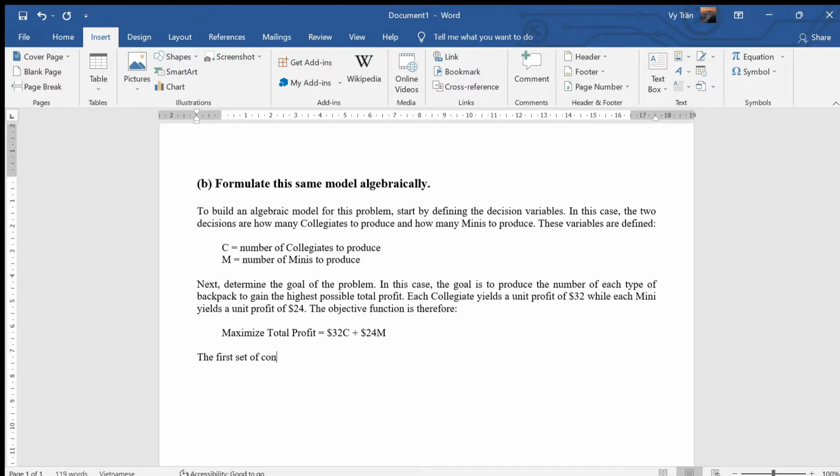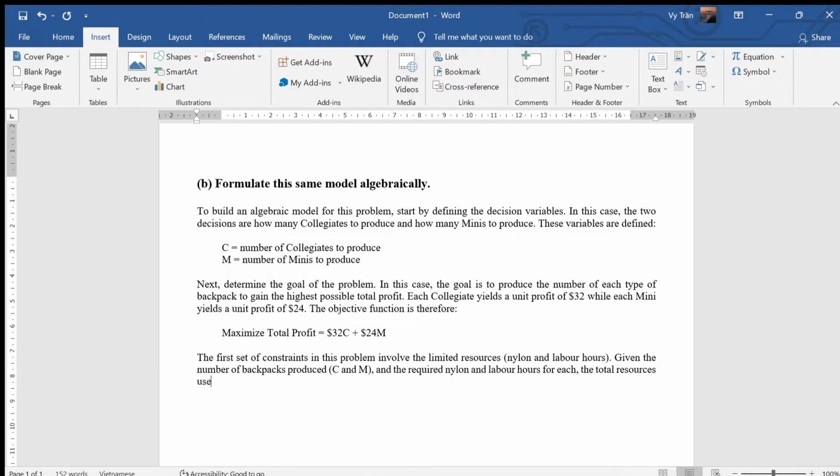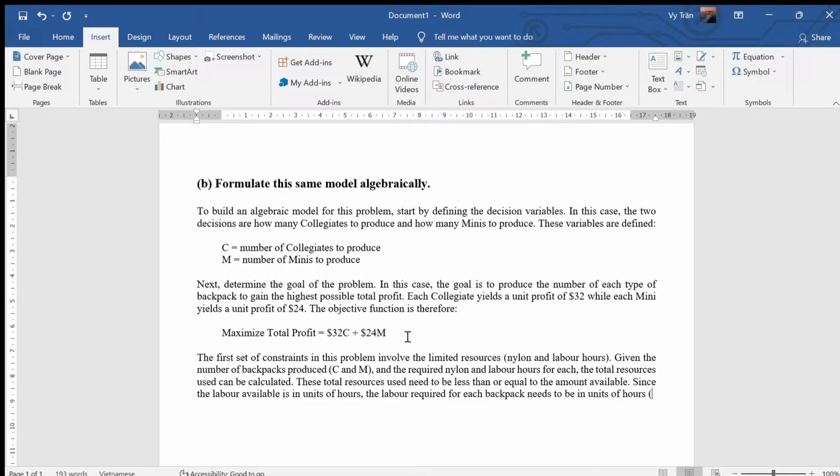The first set of constraints in this problem involve the limited resources, the nylon and labor hours. Given the number of pipettes produced, C and M, and the required nylon and labor hours for each, the total resource used can be calculated. This total resource used needs to be less than or equal to the amount available. Since the labor available is in units of hours, the labor required for each pipette needs to be in units of hours, 3/4 hour and 2/3 hour rather than minutes, 45 minutes and 40 minutes. These constraints are as follows.